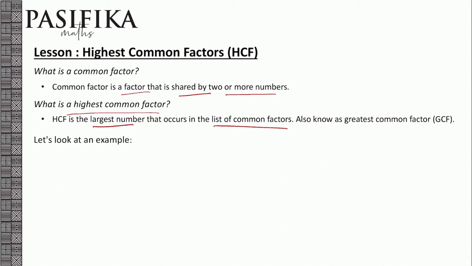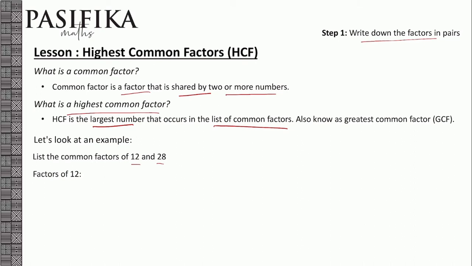Let's look at an example. It will make more sense. Let's look at the common factors of 12 and 28. So the first thing you need to do is write down the factors in pairs. So, what are the factors of 12? Remember, factors are numbers that when multiplied will give you 12.